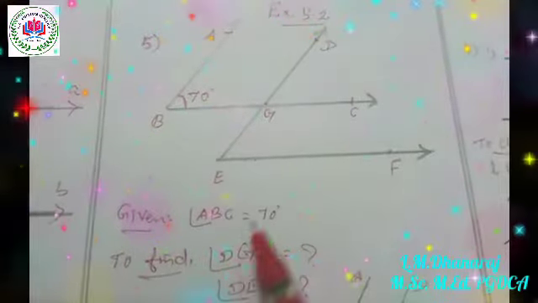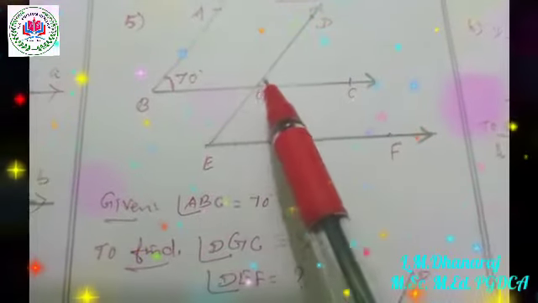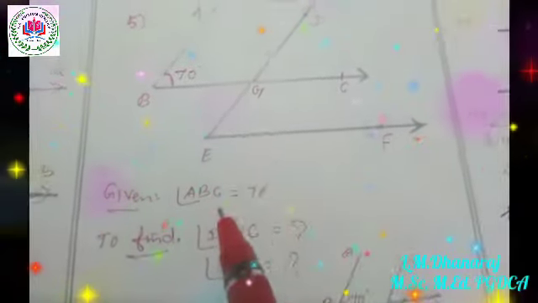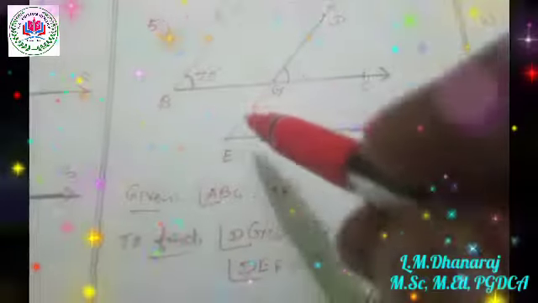Fifth sum, A, B, C. Similarly, D, E, F. Now the intersecting point is G. Now it is given A, B, C, angle B is 70 degree. Now we have to find out DGC. So this angle we have to find out, and DEF, this angle also we have to find out.